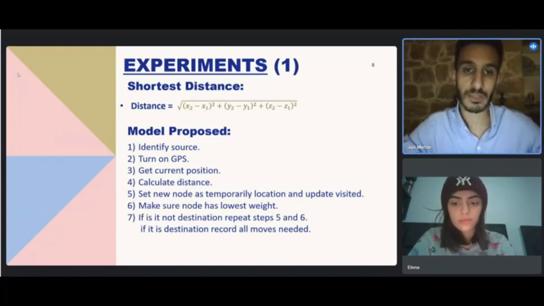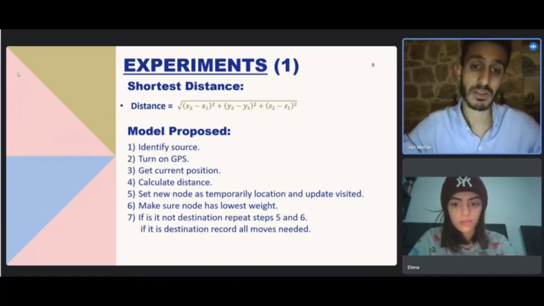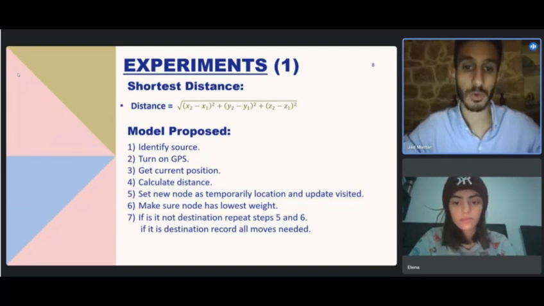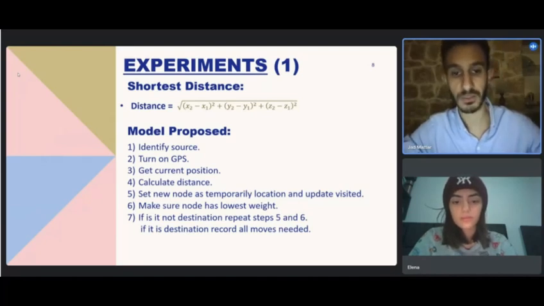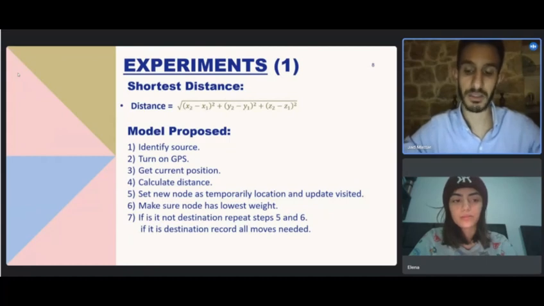The model proposed for this algorithm is to identify the source and then turn on the GPS system in order to find the current position, the coordinates of the position. Then calculate the distance between the two nodes using the rule above, set the new node as the temporary location, and update the visited ones. Make sure the node has the lowest weight, as it is the minimal distance between the two nodes. Then check if the destination is reached. If not, repeat step 5 and step 6 until we reach the destination, and that's how we can find the shortest path.